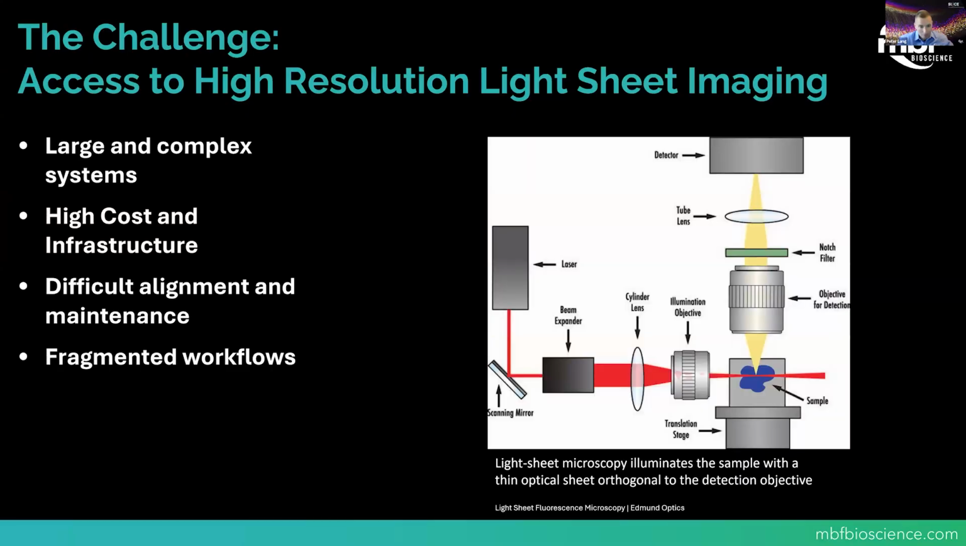So just briefly go over the concept of light sheet itself. Light sheet microscopy works by illuminating the sample with a thin sheet of light that intersects the detection plane. This allows us to image an entire optical plane at once while minimizing photobleaching and out of focus light.